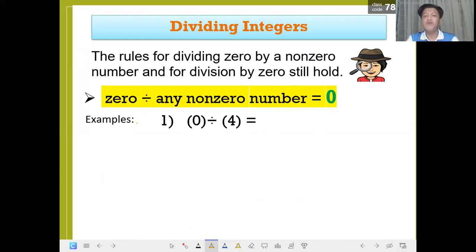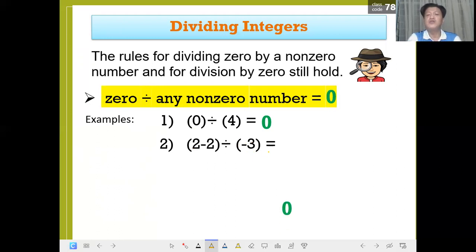Okay, example natin, we have number 1. 0 divided by 4, or 4 is any non-zero, no? Meaning this is positive. Kaya nga, that is 0. Or yung quotient is 0. Number 2, 2 minus 2 divided by negative 3, that is also 0. Bakit siya 0? Kasi pag sinimplify natin to, ang value ngayon nito ay 0. Kasi 2 minus 2, 0. 0 divided by negative is 0 pa rin.